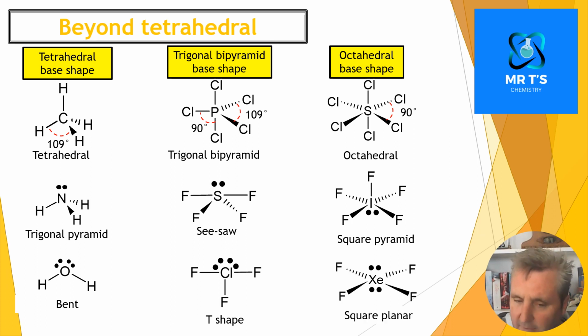If we take away the top one and the bottom one, we're left with a square planar shape. These fluorine atoms here are still directly opposite each other. So this is a symmetrical shape. So this is an outline of the basic shapes, and the 6 new shapes are the ones on the right here that we need to learn.